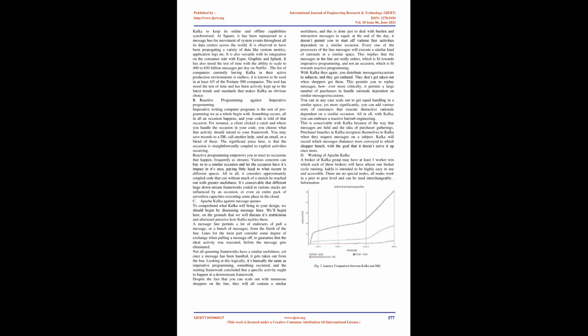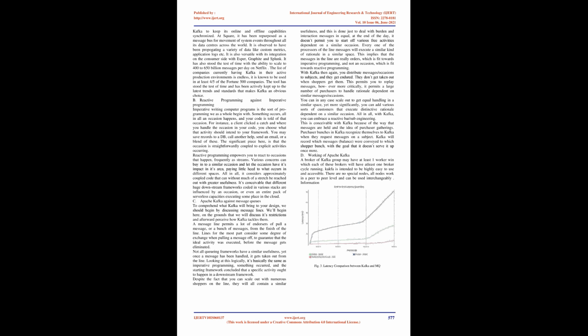See Apache Kafka against message queues to understand what Kafka will bring to your architecture. We should begin by discussing message queues. We'll begin here because we will discuss their limitations and then see how Kafka solves them. A message queue allows a set of subscribers to pull a message, or a batch of messages, from the end of the queue. Queues generally allow some degree of transaction when pulling a message off, to ensure that the desired action was executed before the message gets removed.